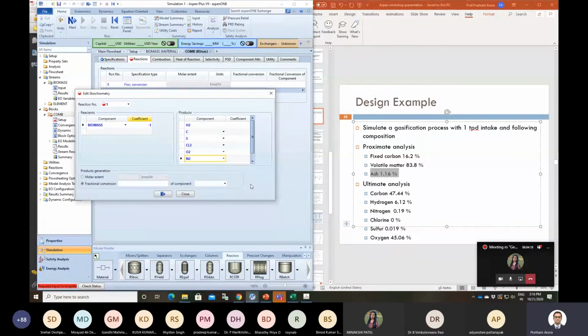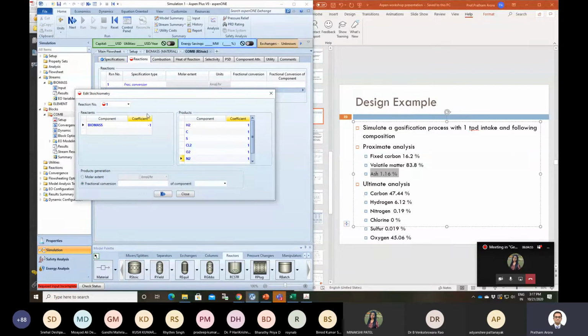Now you might be wondering why I'm putting these compounds. For biomass as such, we don't have the reactions available. So the way to go about it is I first break down this biomass into its elements, which are hydrogen, carbon, sulfur, chlorine, oxygen, nitrogen. And I still don't know what the composition is going to look like. Then once I have this composition, I will employ a Gibbs reactor, which will give me the equilibrium concentration of the different gases. So this is how I can model a gasifier in software like Aspen Plus.